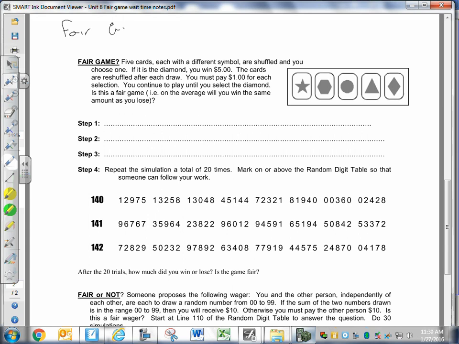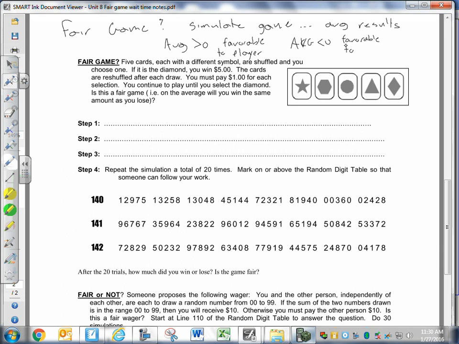If you're questioning whether something is fair, simulate the game and average your winnings or losses. Average your results. If your average is greater than zero, we're going to be favoring the player. If your average is less than zero, you're going to favor the house. The game favors the house. If the average equals zero, we'll call it fair. Okay?